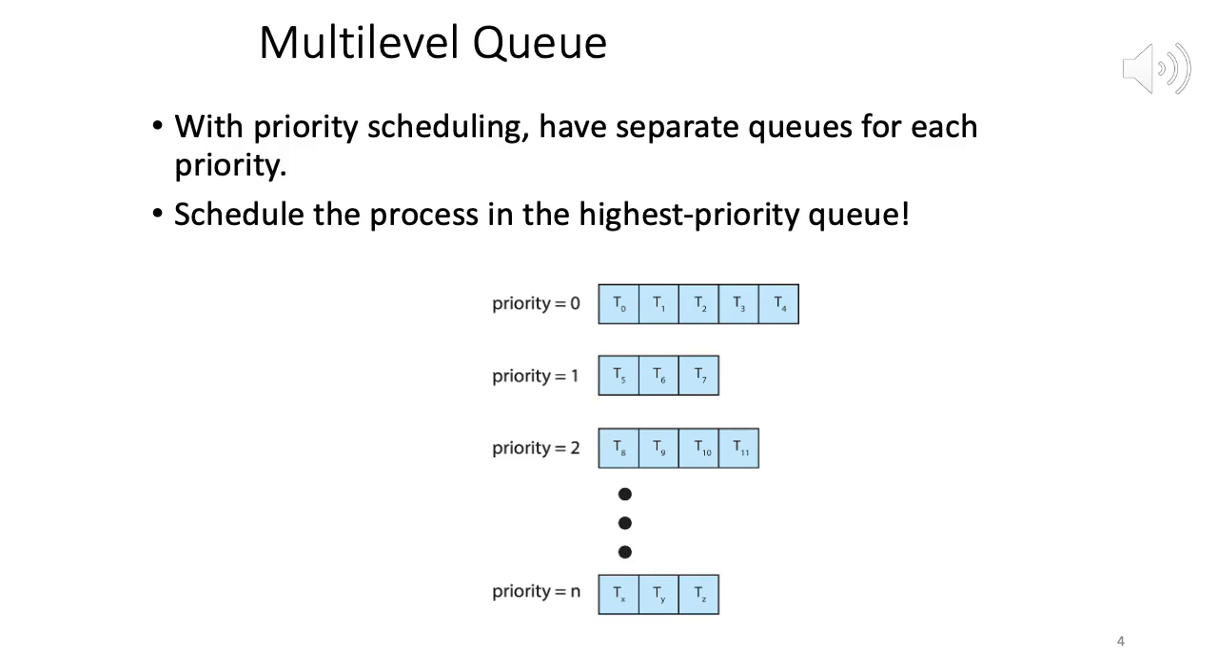So like that, depending on your requirement, you can have different levels. So here what we are saying is, you can have levels of priority. All processes in a particular queue have the same priority. So here T0, T1, T2, T3, T4 all have the same priority, and then T5, T6, T7 also have the same priority. So this is a bit more fine grained.